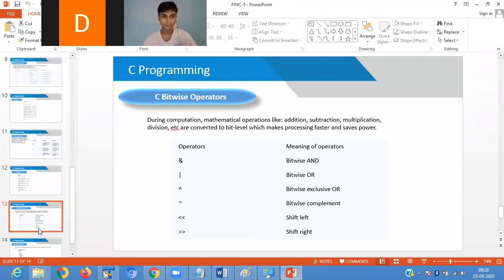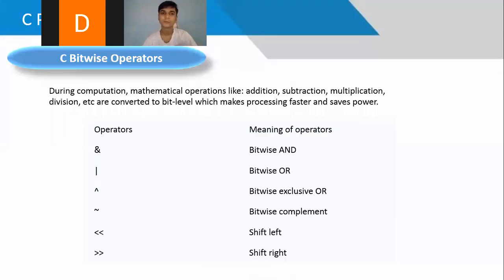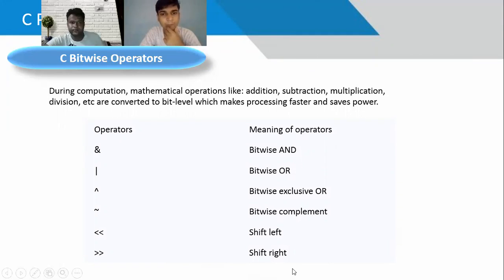Next is bitwise operator. Bitwise is data lowest-level manipulation. When you store information, the lowest storage format is the bit. So during computation, mathematical operations like addition, subtraction, multiplication, division, etc. are converted to the bit level, which makes the processing faster and saves power.